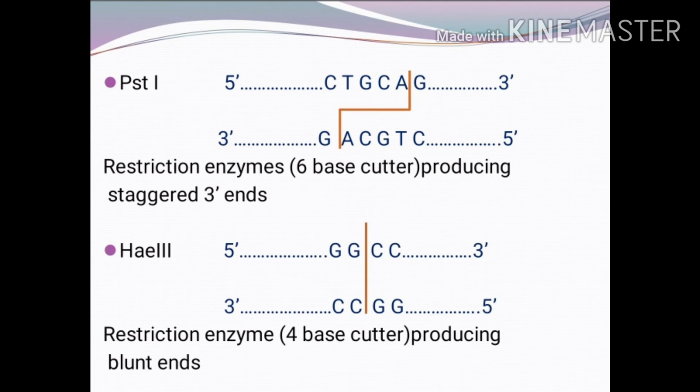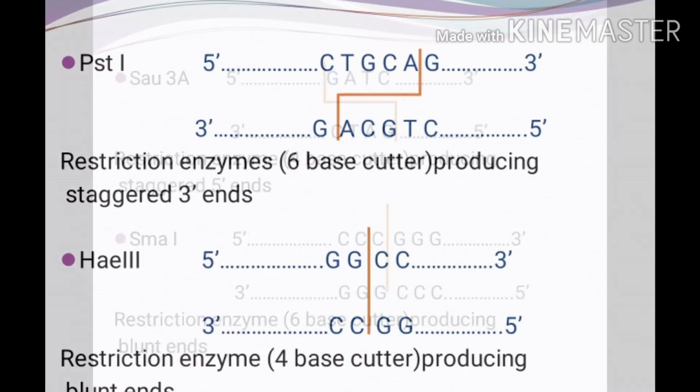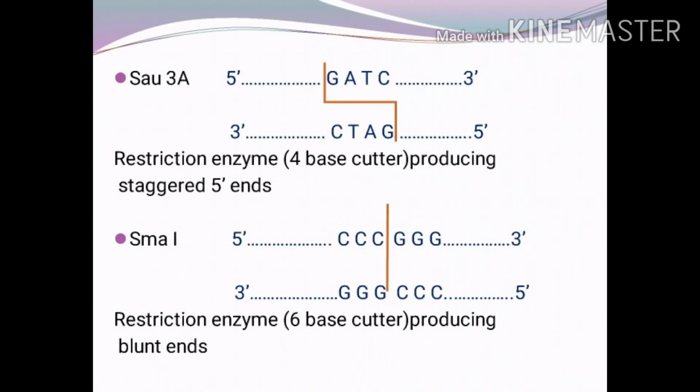PstI recognizes the sequence CTGCAG. This is also a 6-base cutter, but it produces 3' staggered ends. HaeIII is a restriction enzyme which is a 4-base cutter. The recognition sequence is GGCC and it produces blunt ends. The cut is shown in the figure. Sau3A is a 4-base cutter, produces 5' GATC overhangs, and SmaI is a 6-base cutter producing blunt ends, and the recognition sequence is CCC-GGG.